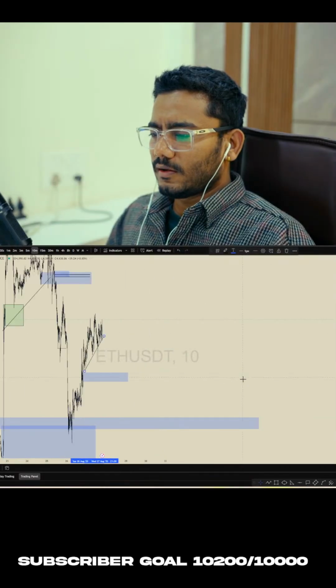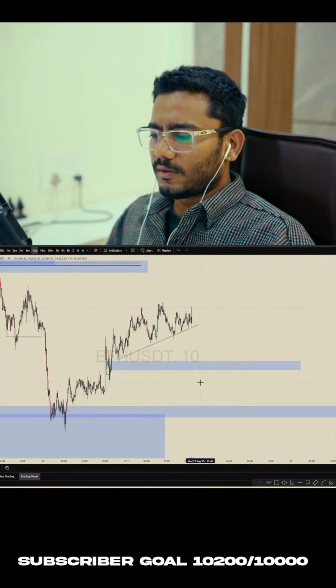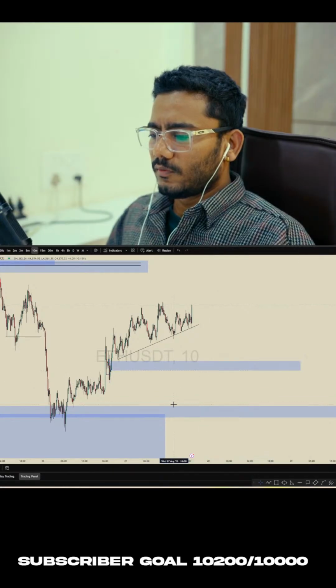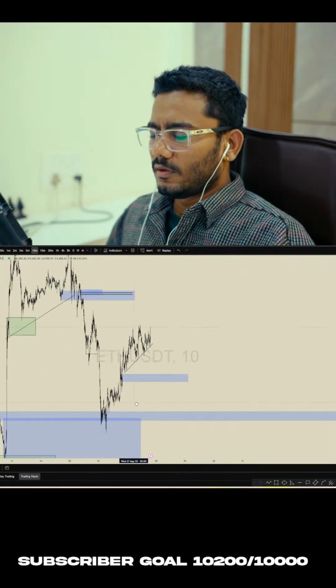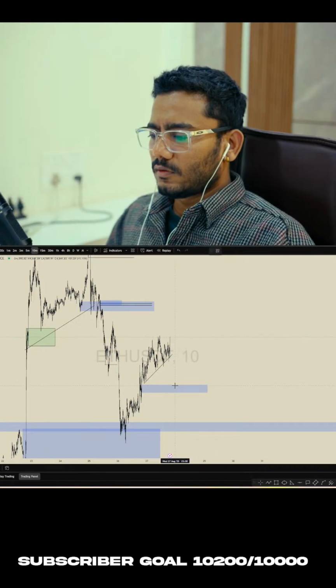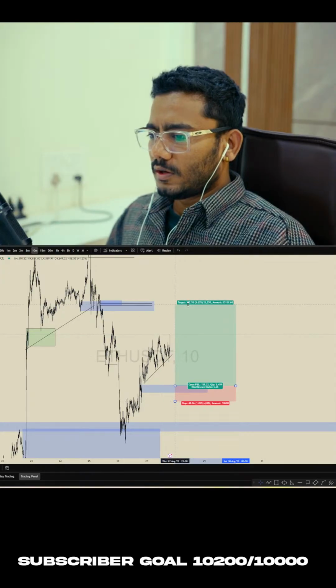So I think this is a good setup, and this is the low, and we'll just use the breaker block. We can go long from here. Stop loss below this low. Target the next liquidity.